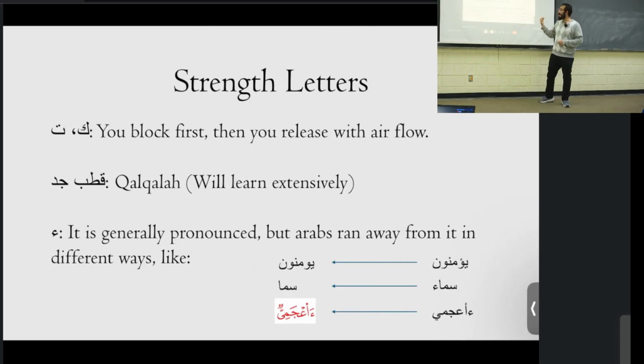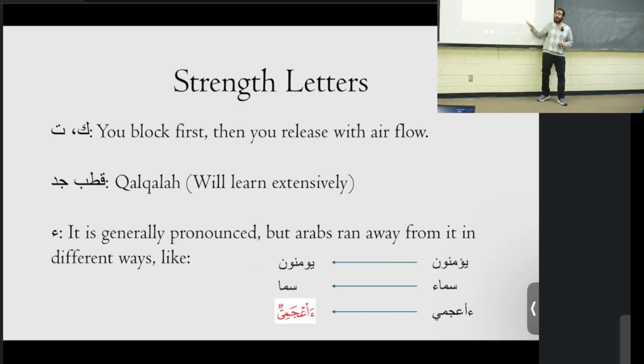We said also last class that hamza is very difficult to pronounce. So the Arabs found ways to run away from it. Because hamza is the only one where you don't have qalqala, nor do you have airflow. So you don't have airflow after it, nor do you have qalqala. So how do the Arabs deal with it? Sometimes Arabs run away from it. So they say yu'minun. People say yu'minun in some qira'at. Sama, they will say sama. So they run away from it because of the difficulty of how to say the letter.